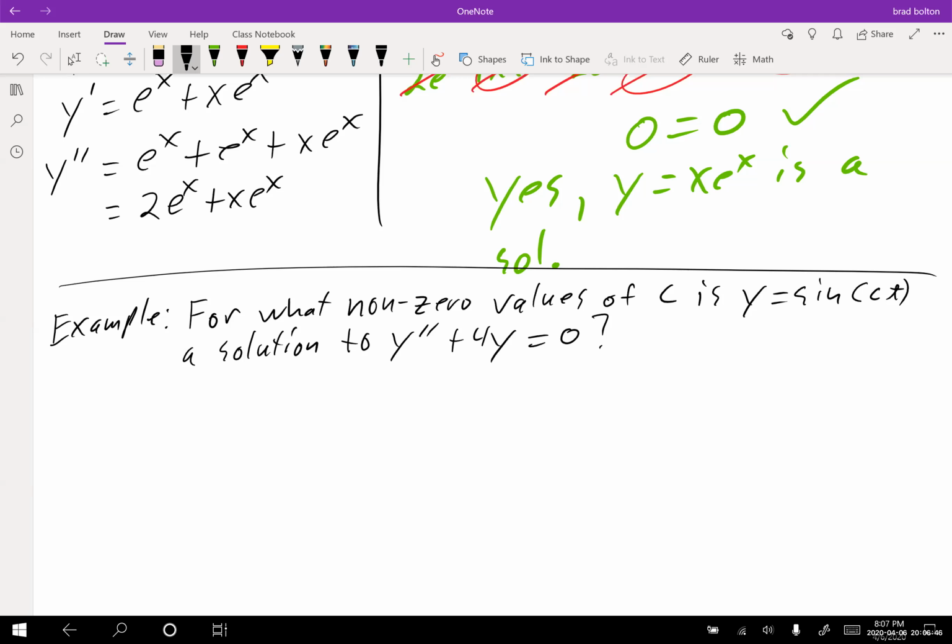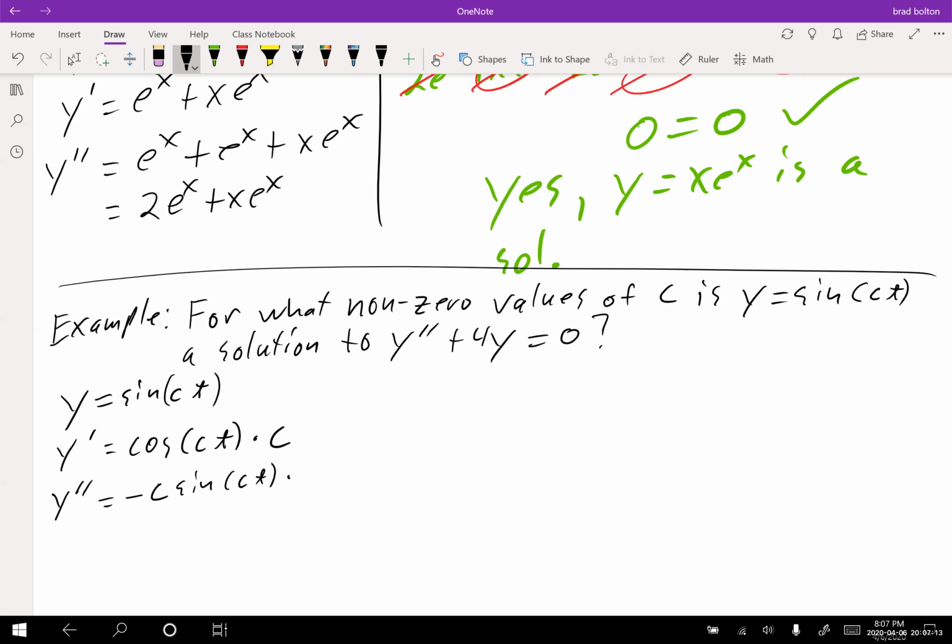In all of these problems, what's the first thing you have to do? What I would do, in general, is just write out what I have to start. So sine ct, that's my y. y prime is cosine ct times c, right? The chain rule. Then y double prime is equal to, let's see, negative c sine ct times another c. So this should give us negative c squared sine ct.